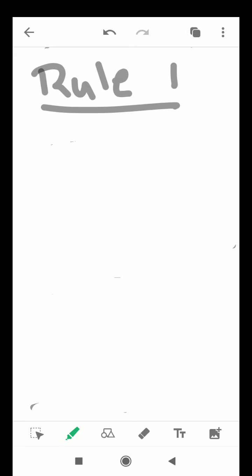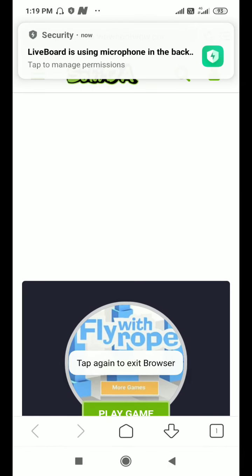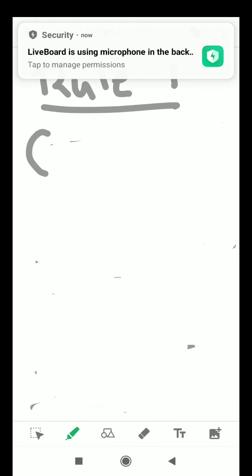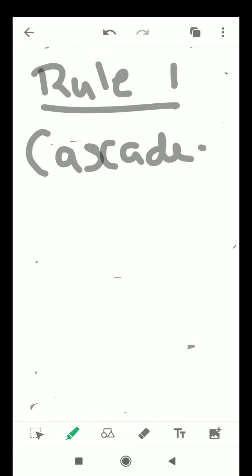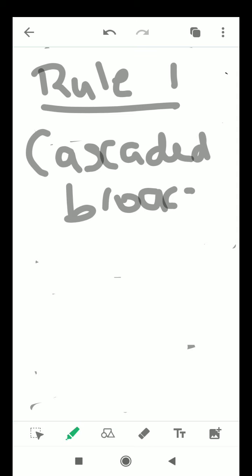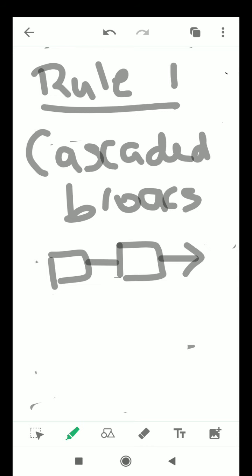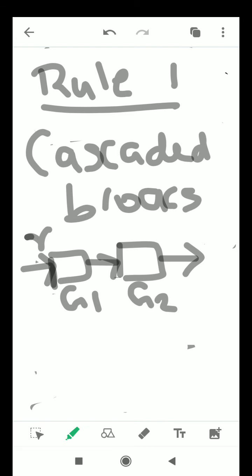Let us begin with rule number 1, which is how to combine blocks which are in cascade. Cascaded blocks. Assume you have one block and a second block. The transfer function is G1 here, G2 here. Let the input be R and the output be R G1 G2.